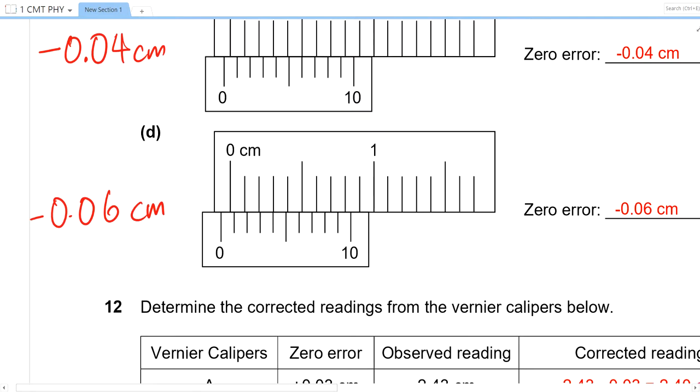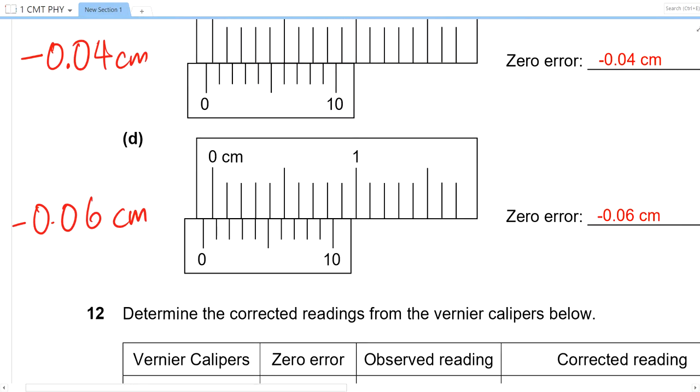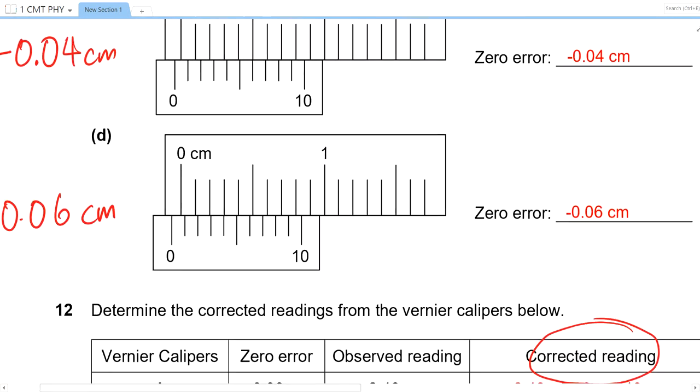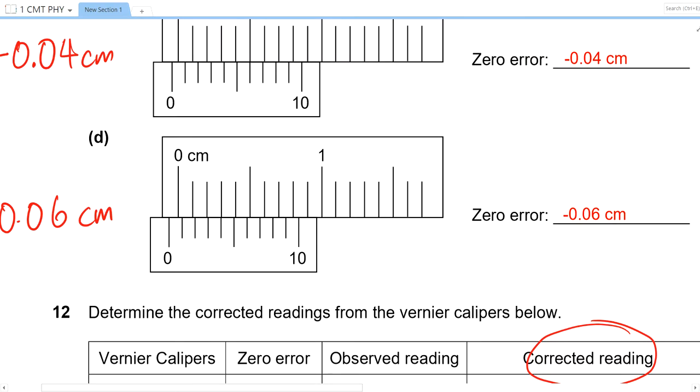Determine the readings from the vernier calipers. Now, how do I get corrected readings? What is the formula? How do I get the corrected readings from a vernier calipers that had a zero error? You choose to either minus or plus. When do you minus? When it's a positive error, you minus, is it? What about? Okay. Wait, hang on. I will clarify on that.